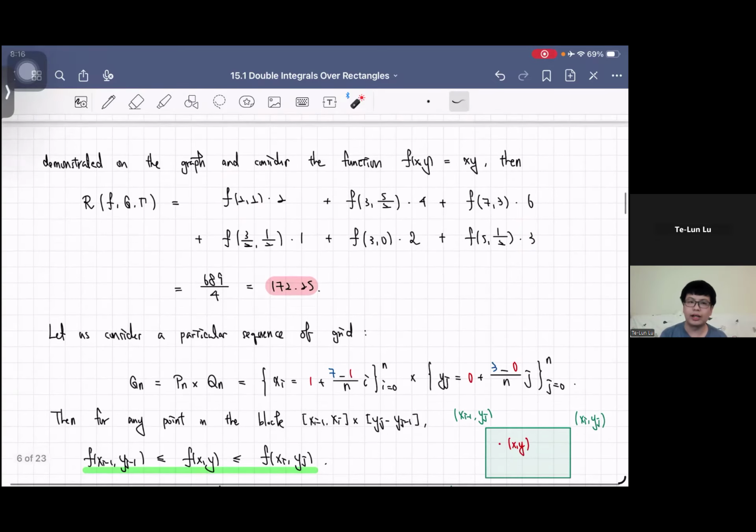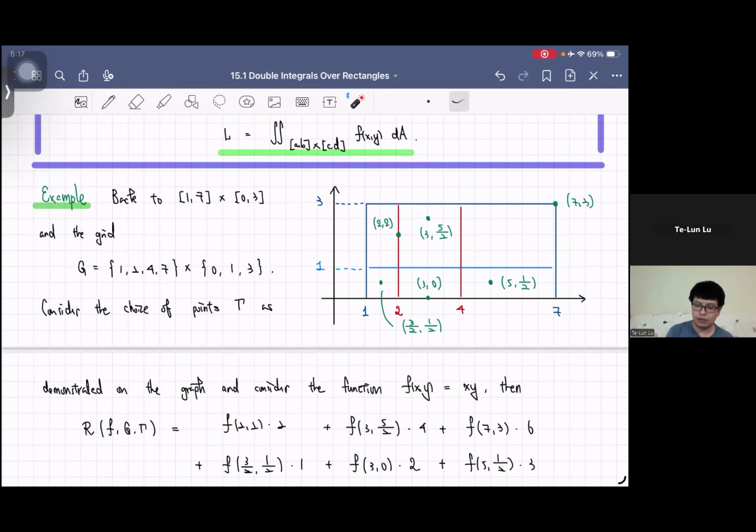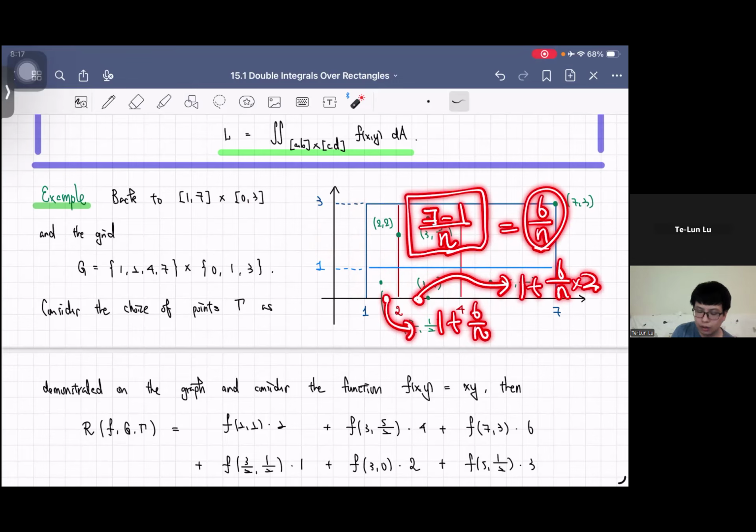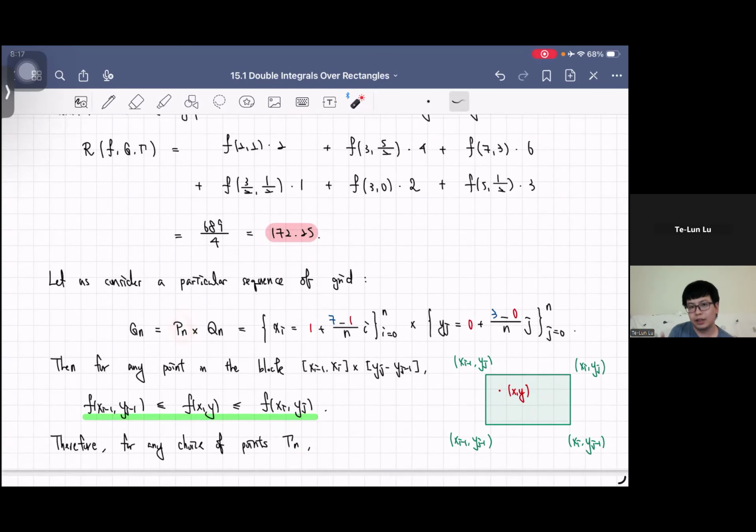So now, let us try to approximate the correct value of the volume of this solid. The idea is as follows. We want to cut the region [1,7] times [0,3] finer and finer. Say we choose a uniform way to cut the region: we cut this interval into n pieces, and also the other interval into n pieces. For example, what is the next point after 1 in this partition? The length of each small interval should be (7 minus 1) divided by n, that is 6 over n. So the next point after 1 will be 1 plus 6 over n. Similarly, the next point will be 1 plus 6 over n times 2, and so on and so forth.